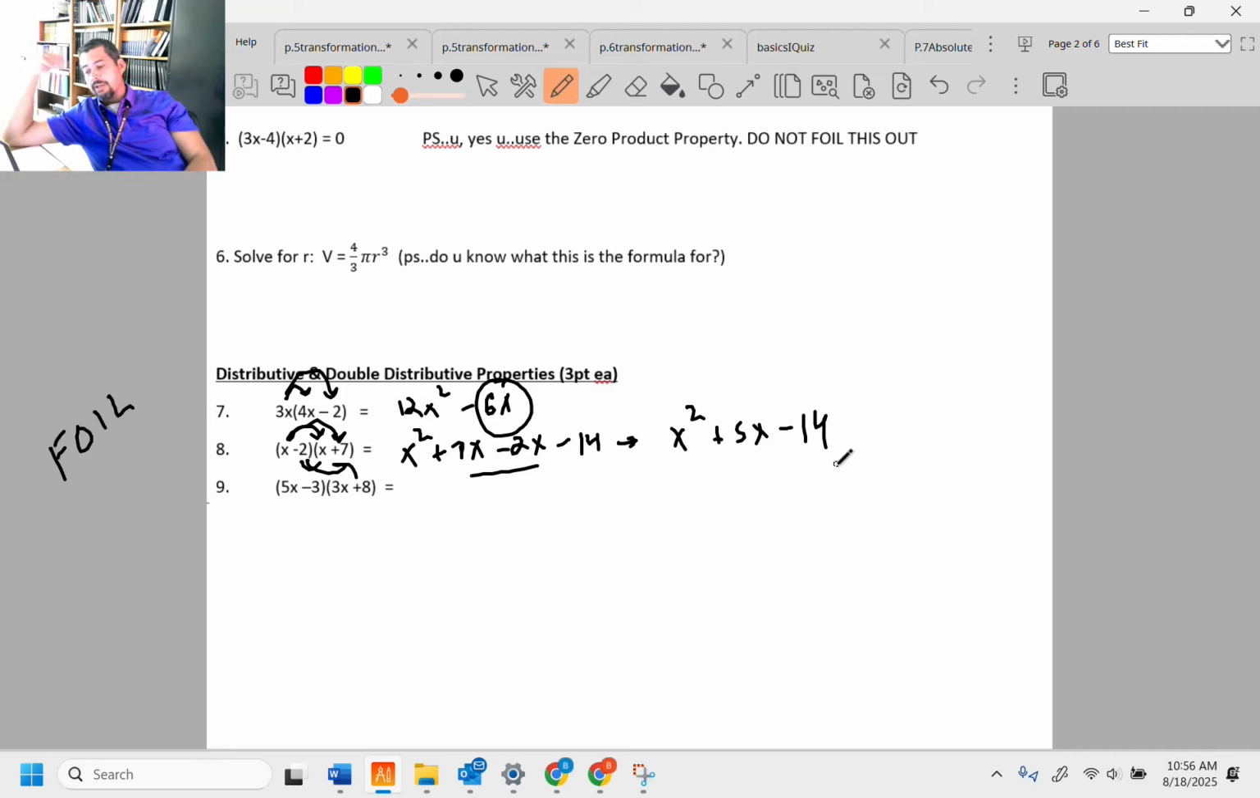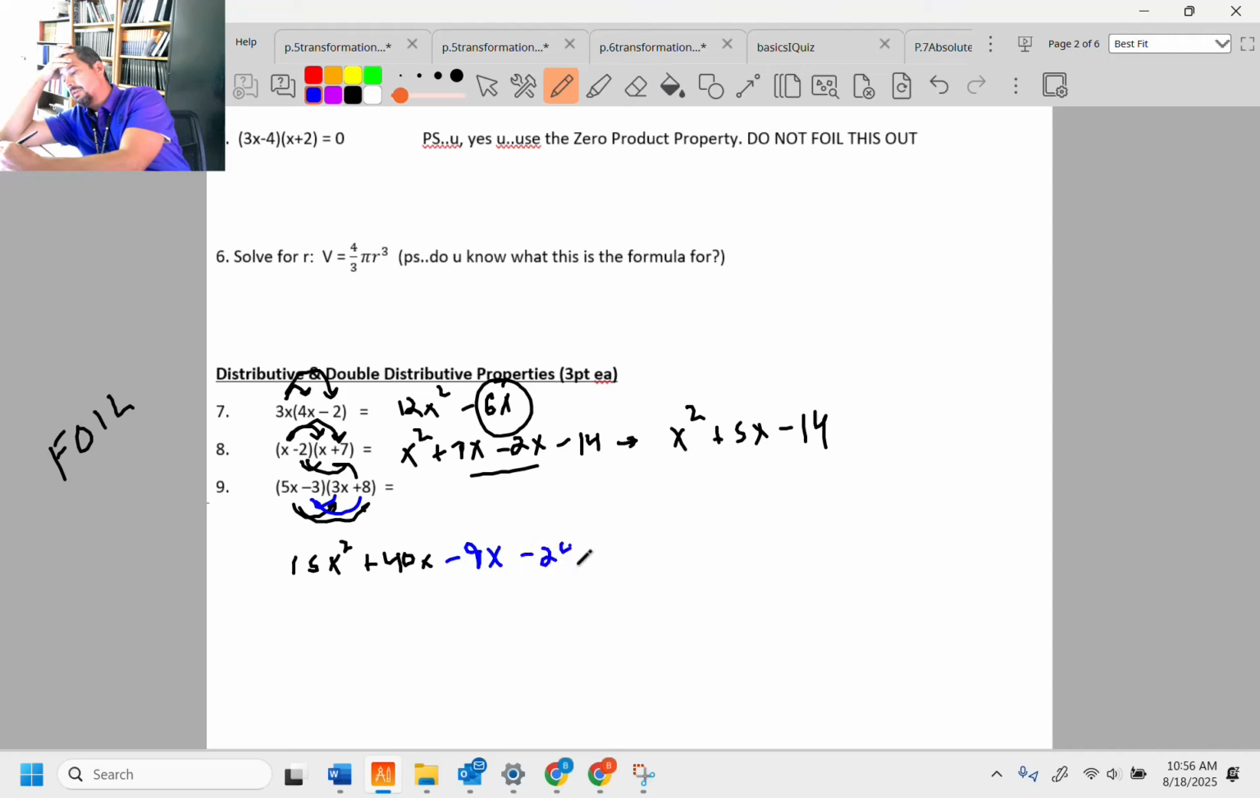Number 9, about halfway done. Same thing, distributive property. 5 times 3 is 15. X times x is x squared. 5 times 8 is 40. Do not forget about the x because 5x had an x. Moving on to the inside now. Negative 3 times 3x is minus 9x. And negative 3 times a positive 8 is minus 24. Middle terms line up and they can add together. The product of 2 binomials is always going to be a trinomial unless it's something special. 40 minus 9 is going to be 31x, and then we have the minus 24.